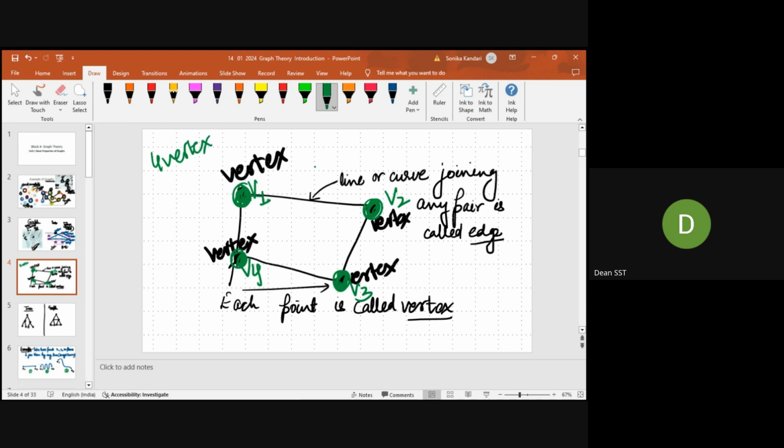And what are edges? These links which are joining the vertex. These links are your edges. So this is your edge. These are your edges: E1, E2, E3, E4.